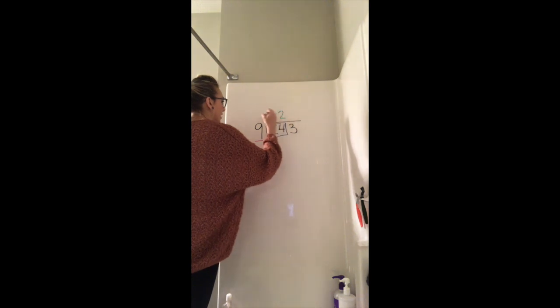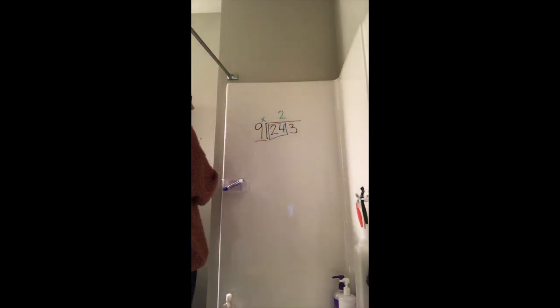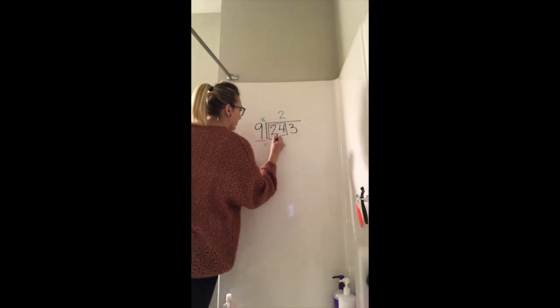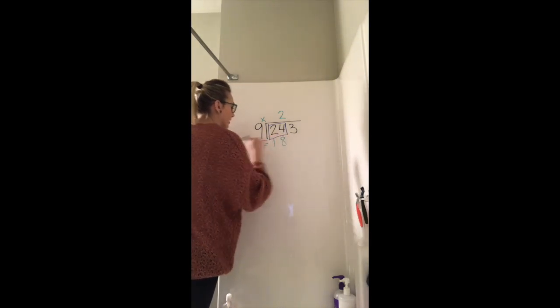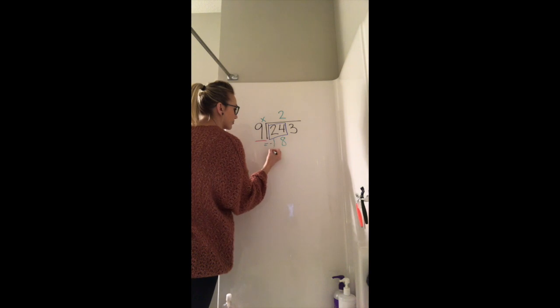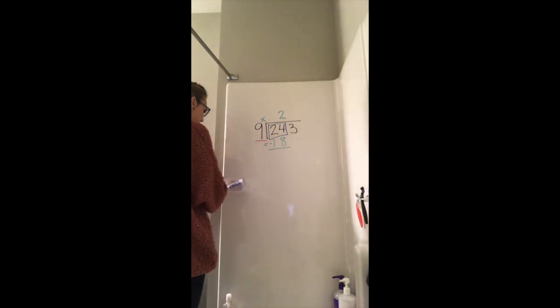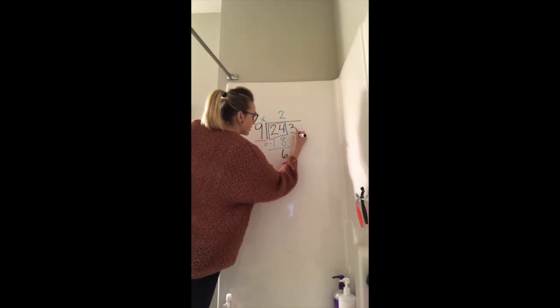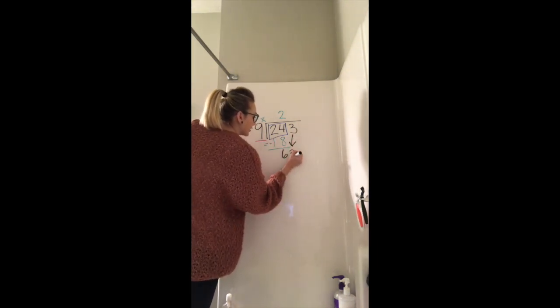My 2 goes up top, so I think, okay, 2 times 9 equals 18. I need to subtract that. I know that 24 minus 18 is 6, and then I need to bring down our 3.